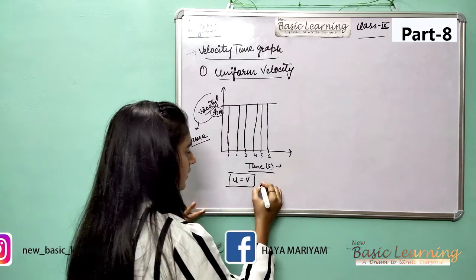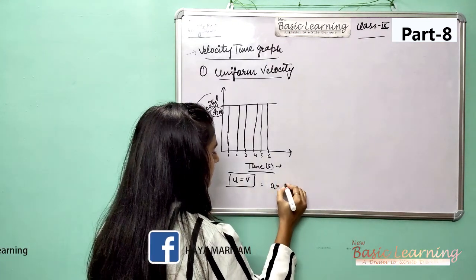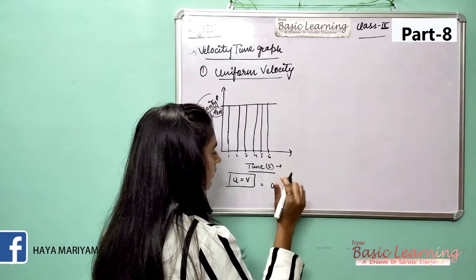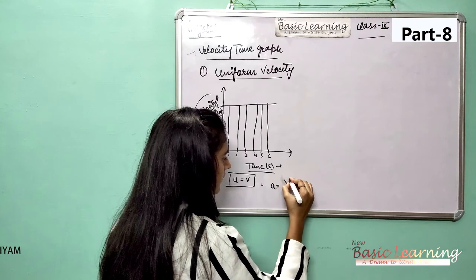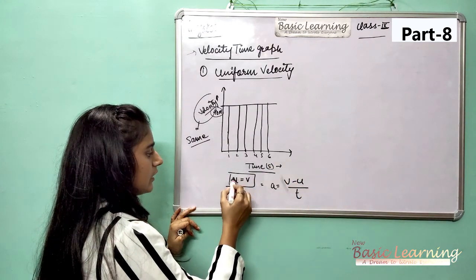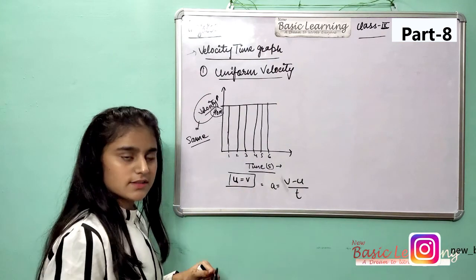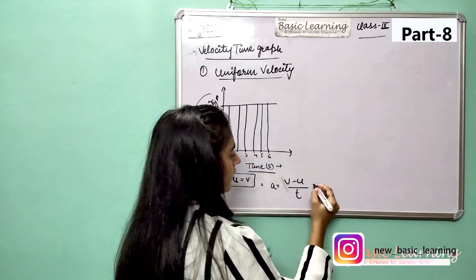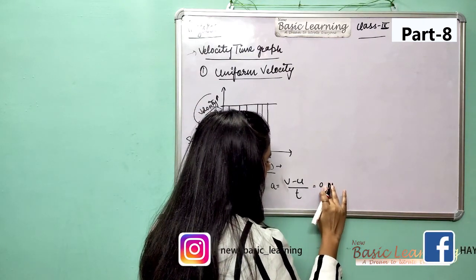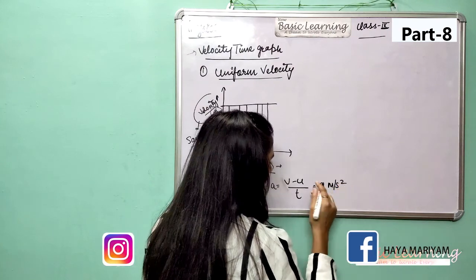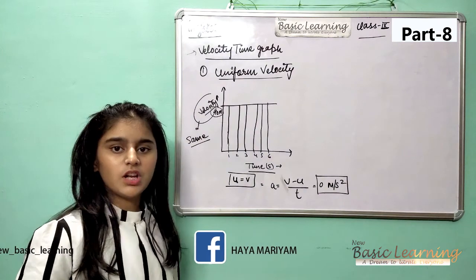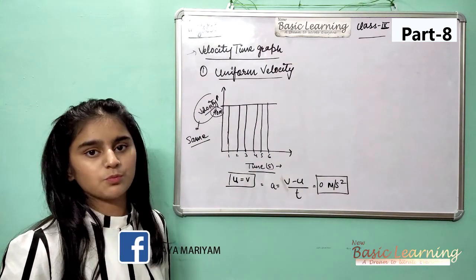We also know that acceleration is equal to final velocity minus initial velocity, that is v minus u upon t. Here the initial velocity and the final velocity are the same, so definitely acceleration is equal to 0 meter per second square.